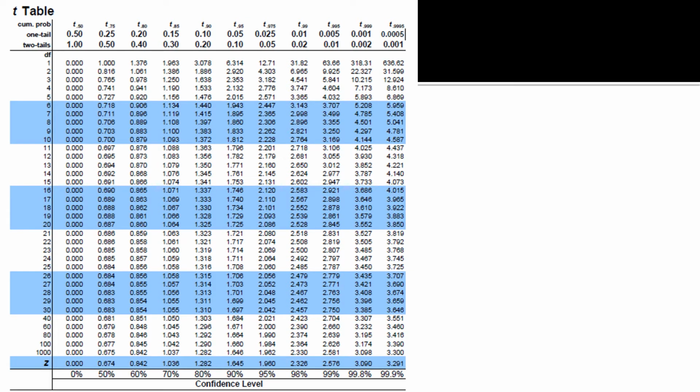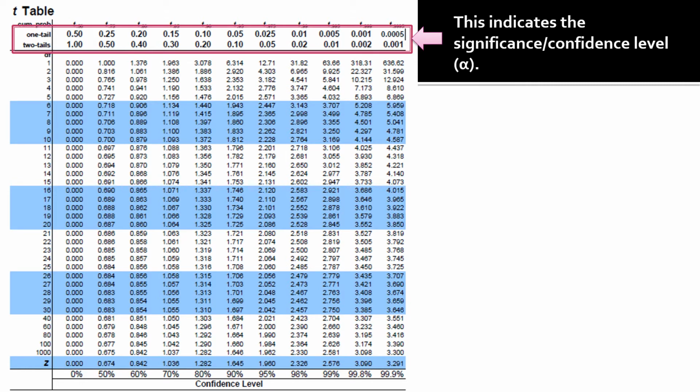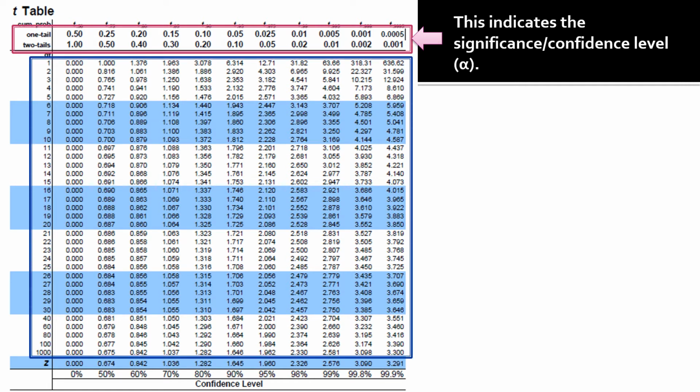Next we have the t-table again. The one at the top, you will see, is for a one-tailed or two-tailed test. This indicates the significance or confidence level, or the value of alpha. And at the leftmost we have the degrees of freedom, which is n minus 1.